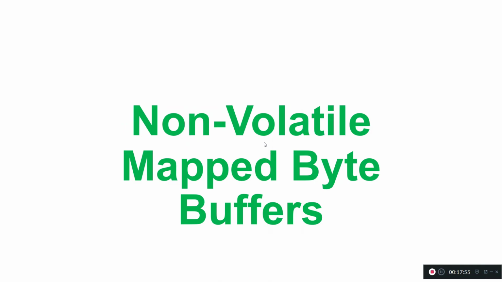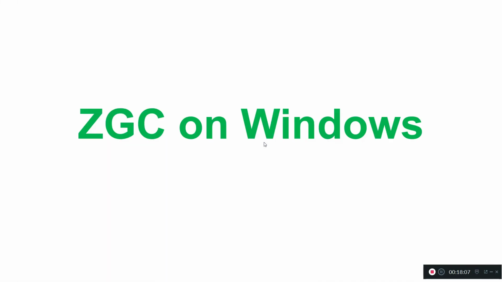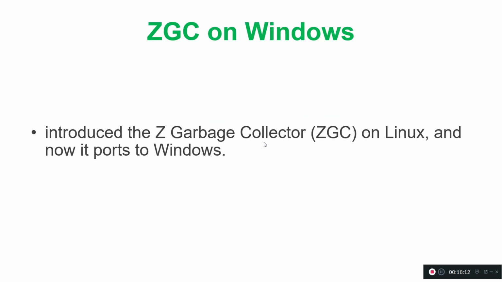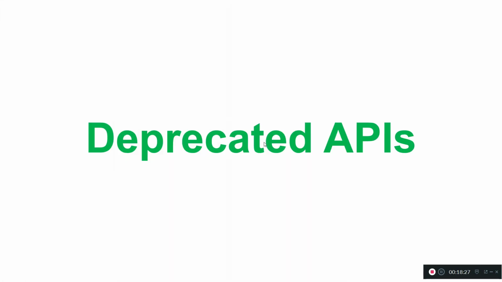Next, non-volatile mapped byte buffers. This is also an enhancement. It improved the file channel API to create mapped byte buffers. ZGC on Windows. The Z garbage collector was introduced in Linux and now it is ported to Windows as well as to Mac OS. So the Z garbage collector is available in Linux, Windows and Macs, all operating systems we can say.